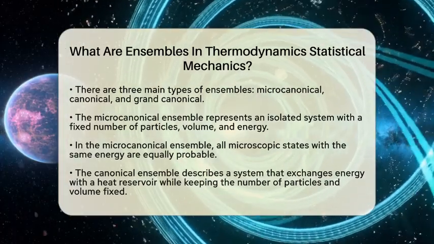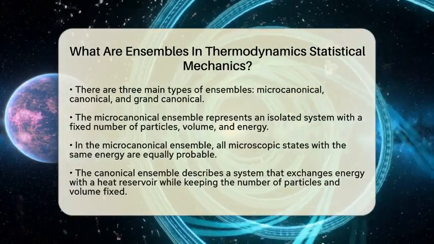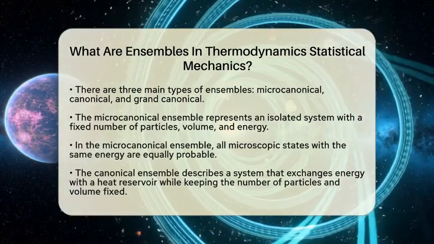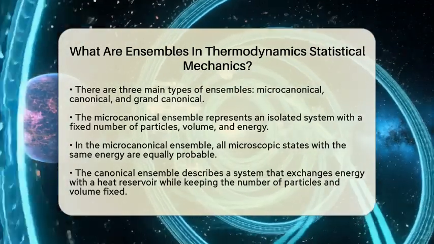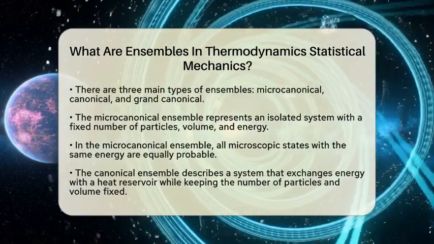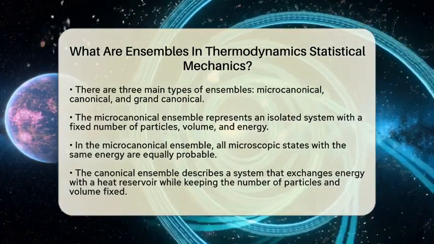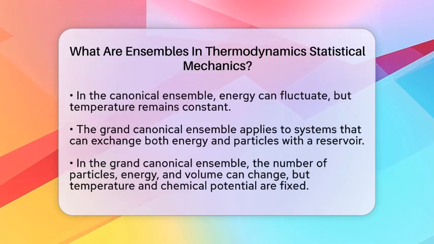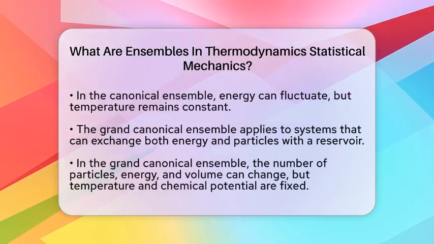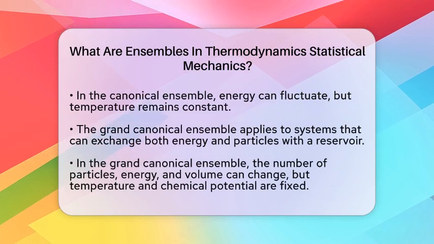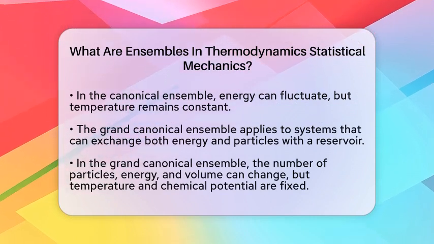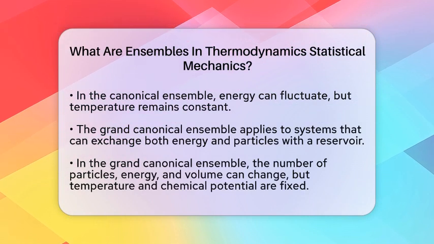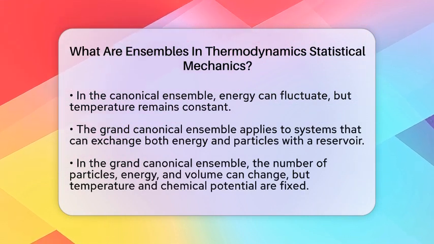Next, we have the canonical ensemble. This one describes a system that can exchange energy with a large heat reservoir while maintaining a fixed number of particles and volume. In this case, the system's energy can fluctuate, but the temperature stays constant due to thermal contact with the reservoir. Different microscopic states have varying probabilities based on their energy, with lower energy states being more likely. This ensemble is useful for studying systems at a constant temperature.